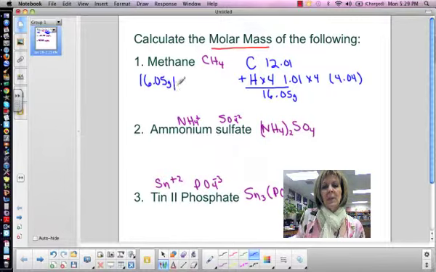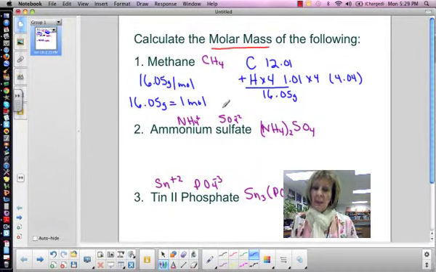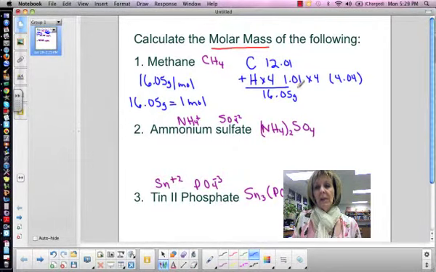So the molar mass of methane is 16.05 grams per mole, and what that means is that 1 mole of methane weighs 16.05 grams. And you see where I got that. I wrote the formula. I see I have 1 carbon and 4 hydrogens in my formula, so I take the atomic mass of these, and I need 4 hydrogens, so that's why I multiply that times 4.